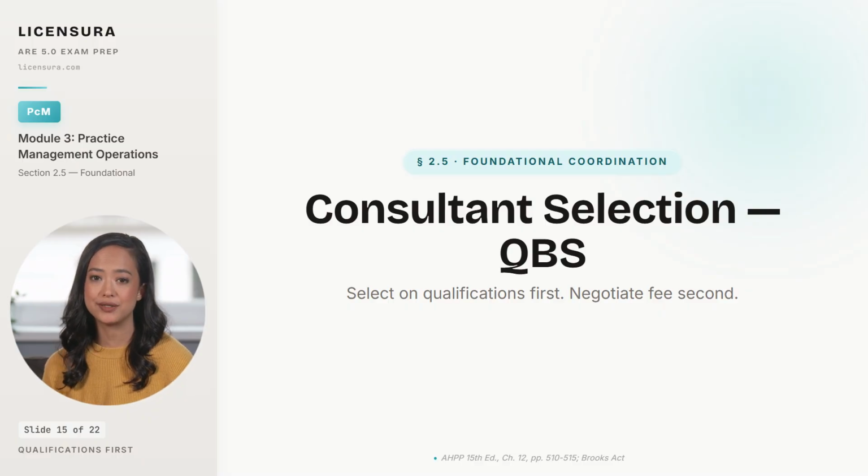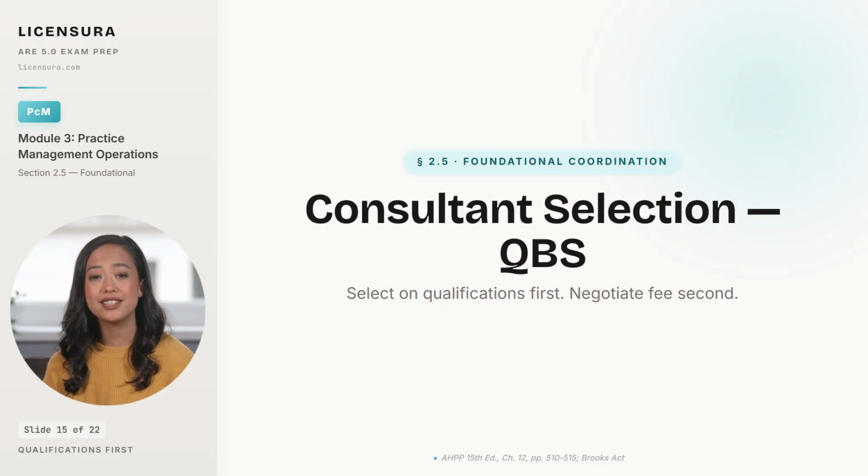The alternative, selecting on the lowest fee and hoping the qualifications are adequate, is the procurement method that consistently produces the largest cost overruns, the most disputes, and the worst project outcomes. Architects who recommend lowest fee consultants typically end up named in the resulting lawsuit because the recommendation was theirs.